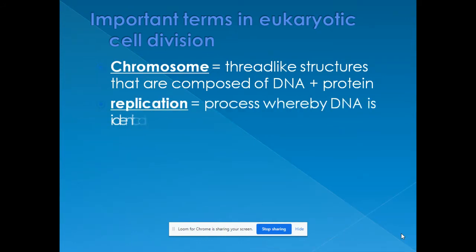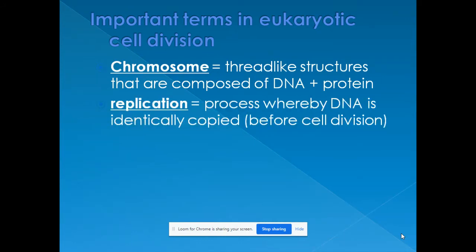The second vocabulary that's important is replication. Replication is a process whereby DNA is identically copied before cell division. It's important to remember the DNA is copied before the cell starts to divide. It happens in a phase of the cell cycle we call interphase, at the end of this phase but still interphase. We'll talk more about this in a minute.